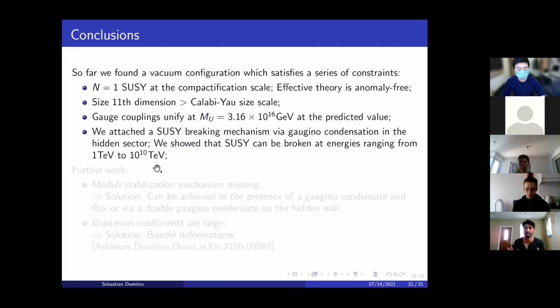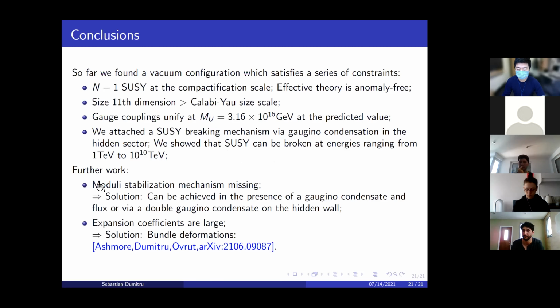This is by no means a final model. It's a first iteration of a model which has many caveats and can be improved, by adding a moduli stabilization mechanism to it. And there's another subtlety: in the strongly coupled regime that we work in, the linear expansions are not very accurate, but you can get away from this strongly coupled regime by deforming the hidden sector bundle, turning on non-zero vevs of the non-zero modes on the hidden sector. And that's what I wanted to show today.